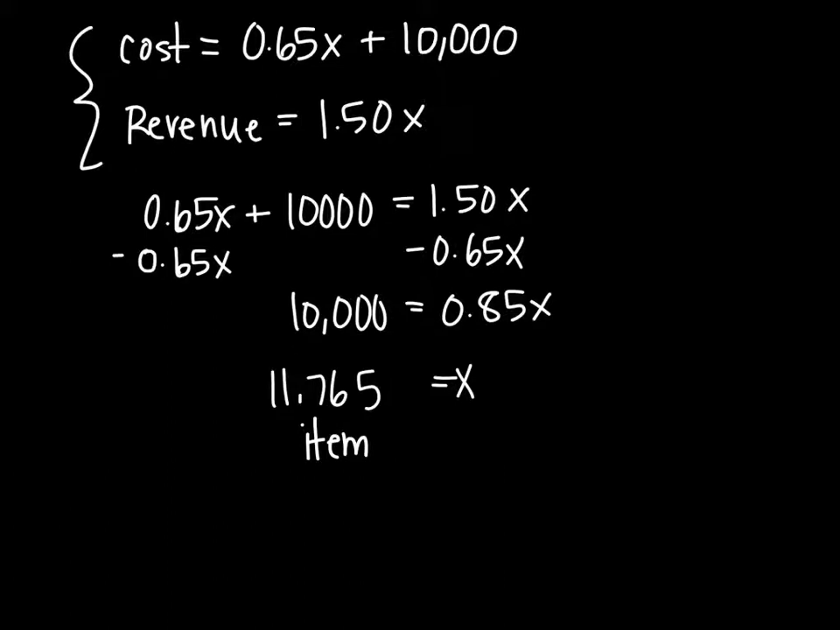What if you sell 11,766 items? That means you finally made profit. Once you sell the 11,766, you'll finally make a profit. You have to sell 11,765 just to break even.